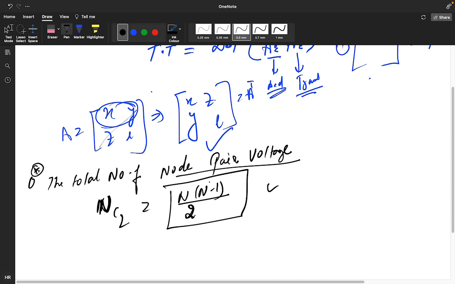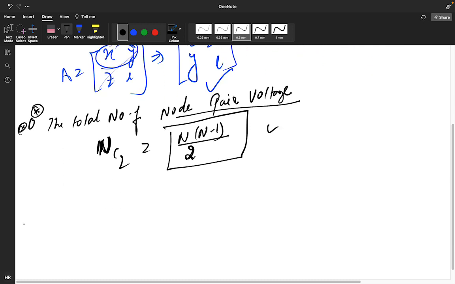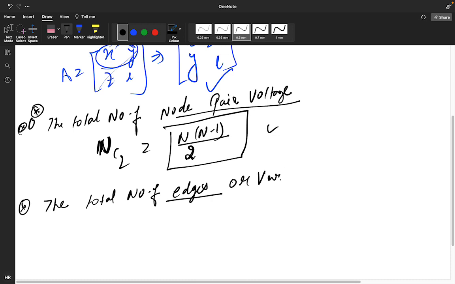Okay, and total number of edges or vertices in a complete graph. So this was one important formula, and if in examinations they are asking the total number of edges, I hope you know the meaning of edges and vertices. Edges or vertices in a complete graph.